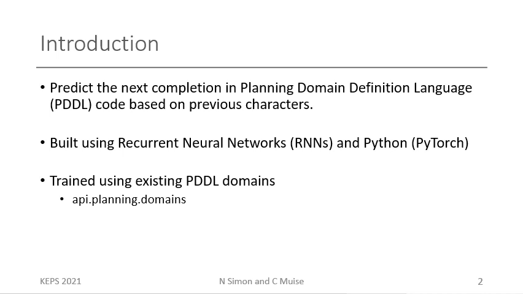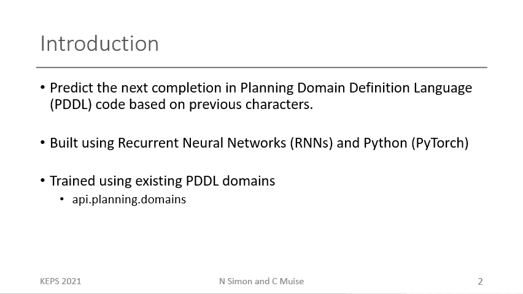The goal of this project is planning domain definition language generation, which means that given some preliminary text, we predict the next completion using PDDL syntax. A network of recurrent neural networks, or RNNs, was used to build the model. The software for the system was based on Python and PyTorch.